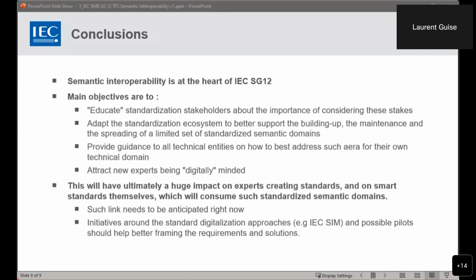And we have already seen, as part of the introduction, that this is also a strategic aspect because the standardized semantic domain will, at the end, influence the way standards will be produced. So we really need to be very efficient in managing this specific aspect. Okay, that's all for me, I believe, Stephen.